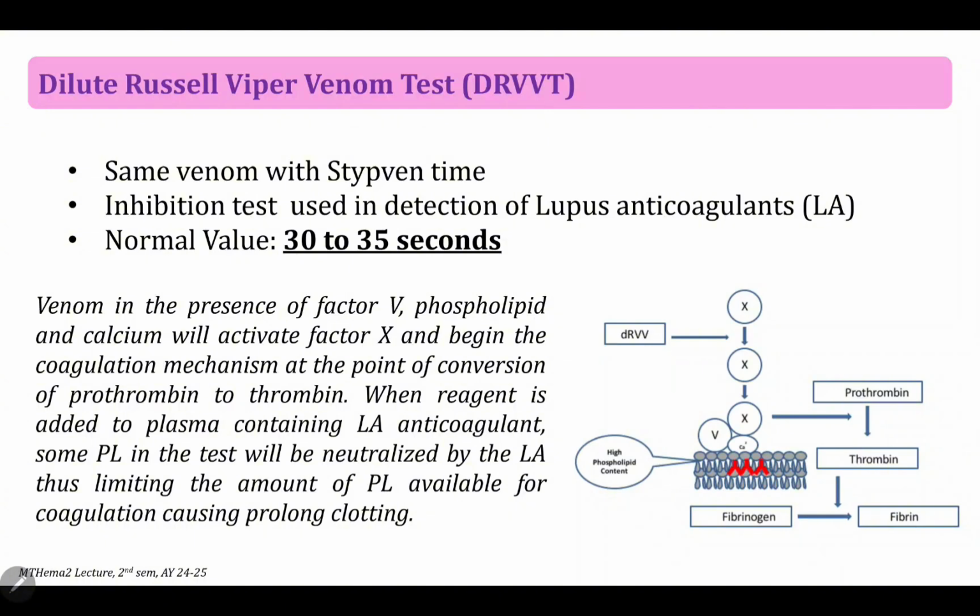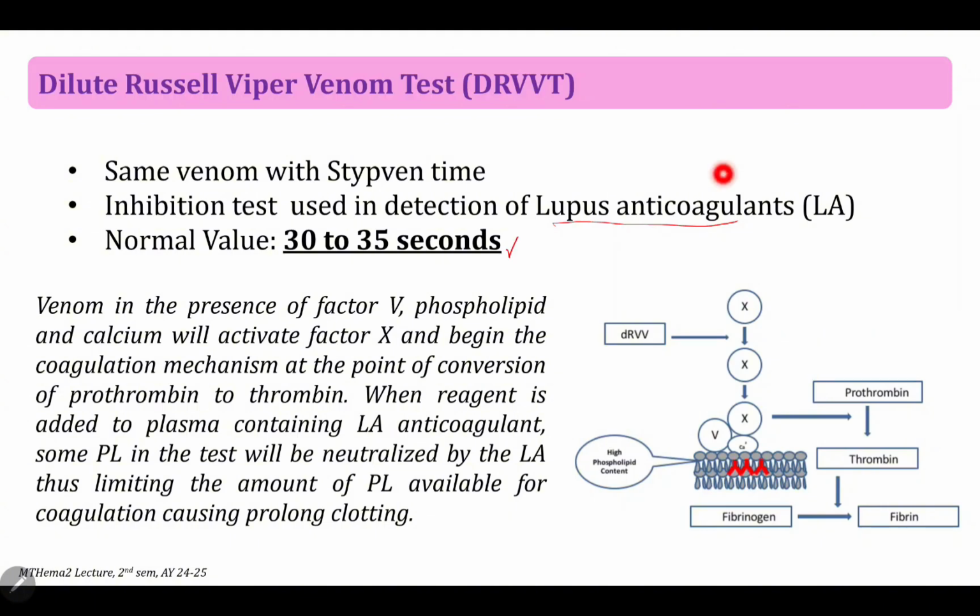Another venom-activated assay is your dilute Russell's viper venom test. It has a similar reagent with Stypven time, which is from Daboia russelii. No? However, in this case, your reagent is diluted because it is used as an inhibition test in the detection of the presence of your lupus anticoagulants. The normal value for this test is 30 to 35 seconds.